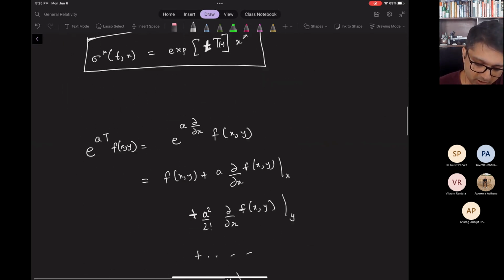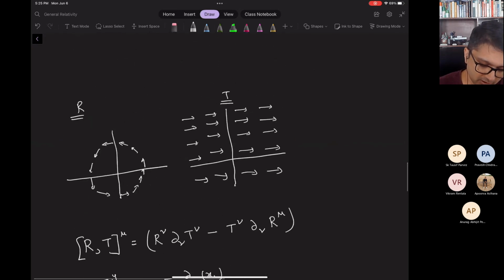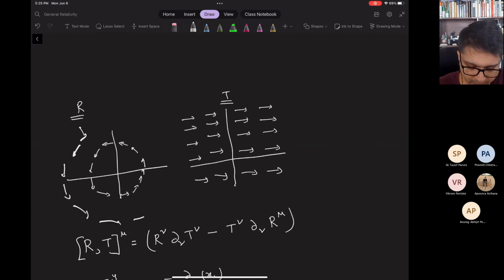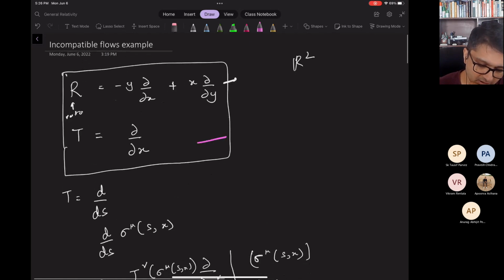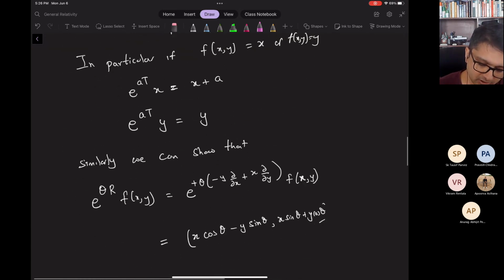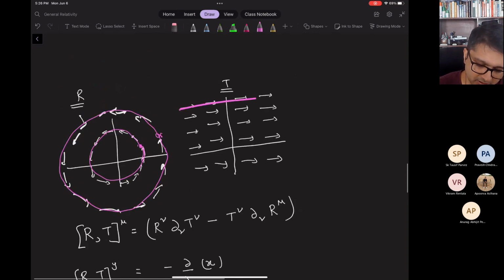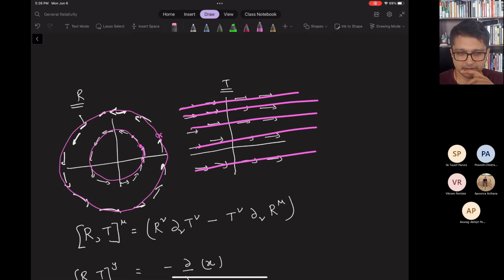If I plot this R, we have done this before. R looks like this vector field. I'm just plotting the directions here. The streamlines of this, as we discussed in the last class, look like this. A point here will circulate around like this. A point here will circulate around like this. And T is partial x, so that generates translations in the x direction. So T looks like this, the streamlines are like this, and the flow is to the right in this case.